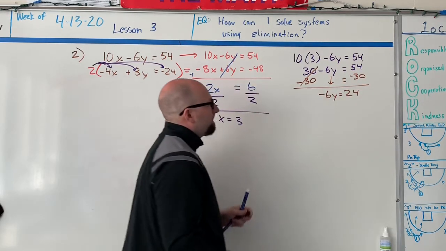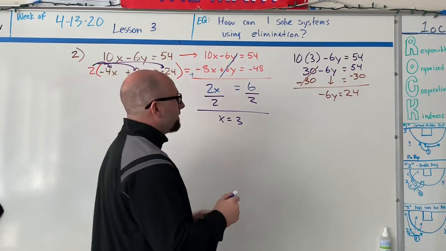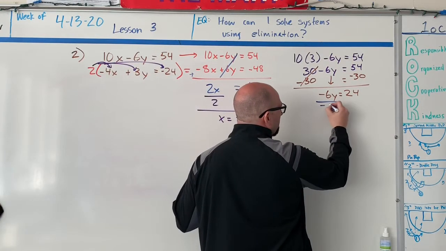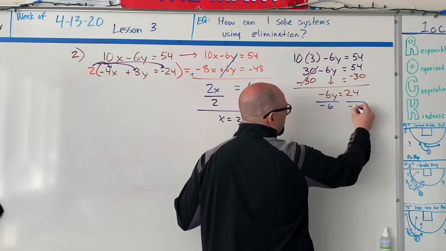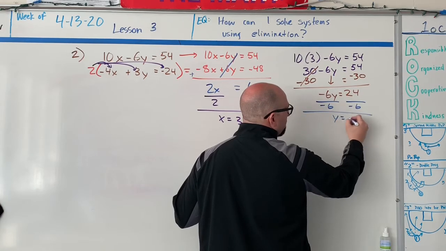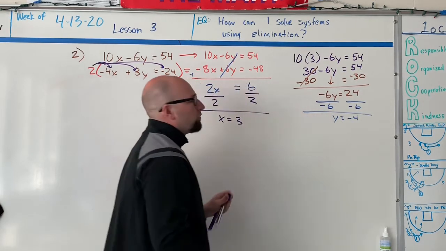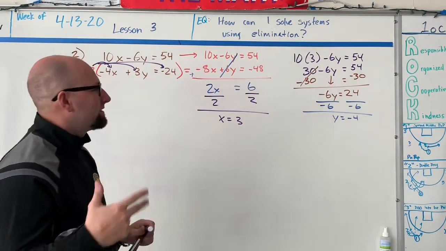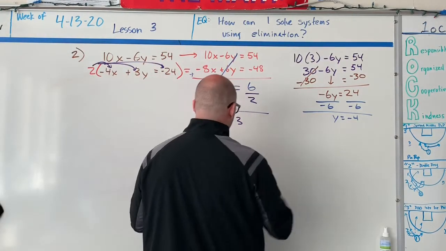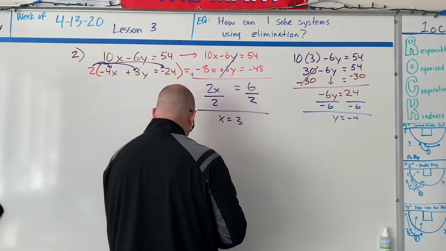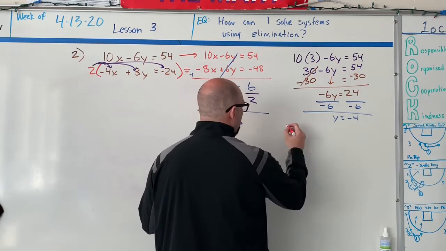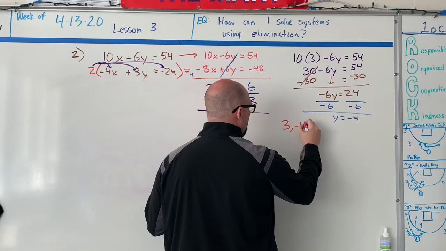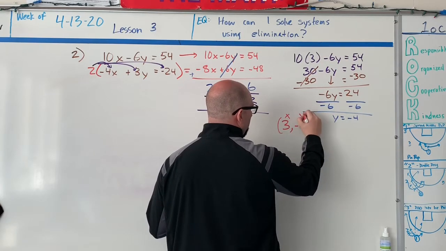Negative 6y equals 24. Okay? So now we divide by negative 6. So y equals negative 4. 24 divided by 6 is 4. Positive divided by a negative is negative. So we get negative 4. So our solution, let's go with the red. We'll go 3, negative 4, x, y coordinate point.